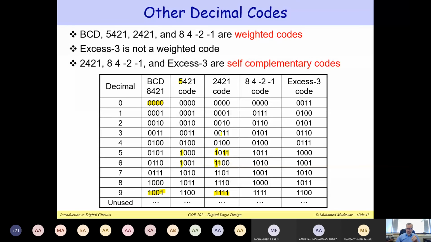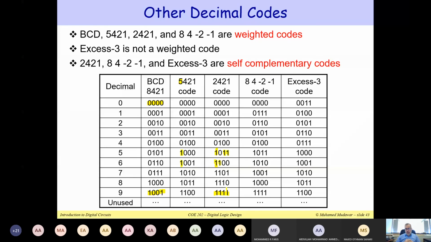Notice that 6 is the complement of 3. 3 is 0, 0, 1, 1 and 6 is 1, 1, 0, 0. And finally, 9 is the complement of 0. So this is 0, 0, 0, 0, and this is 1, 1, 1, 1. So it's chosen in a clever way. The weights are chosen so that 5, 6, 7, 8, 9 are the complements of the digits above them. 5 is the complement of 4, 6 is the complement of 3, and finally 9 is the complement of 0. So basically, you just have to complement the bits.